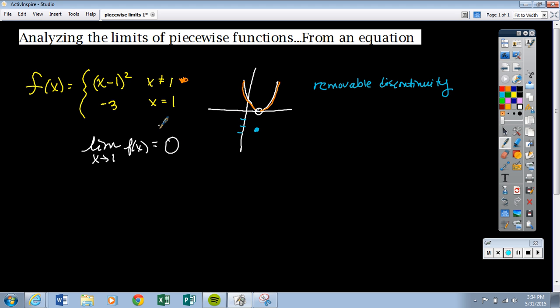So if you recognize that the piecewise function is this situation of an equation and a number right here, a lot of times that is going to create this situation of a hole, and the limit will exist, okay? Algebraically, this also works. If you take that 1 and you plug it in right here, 1 minus 1 squared, you do get 0, okay? So that's example 1, all right?